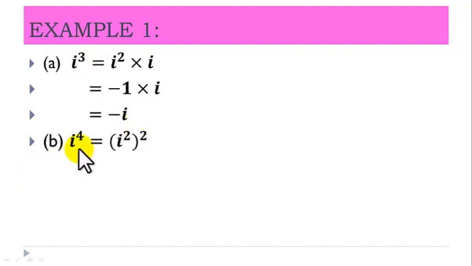B. i raised to power 4 can be expressed as i squared all raised to power 2. Since i squared is -1, this is equal to -1 raised to power 2. And whenever you raise a negative number to an even power, the result is positive. So -1 raised to power 2 is equal to +1.